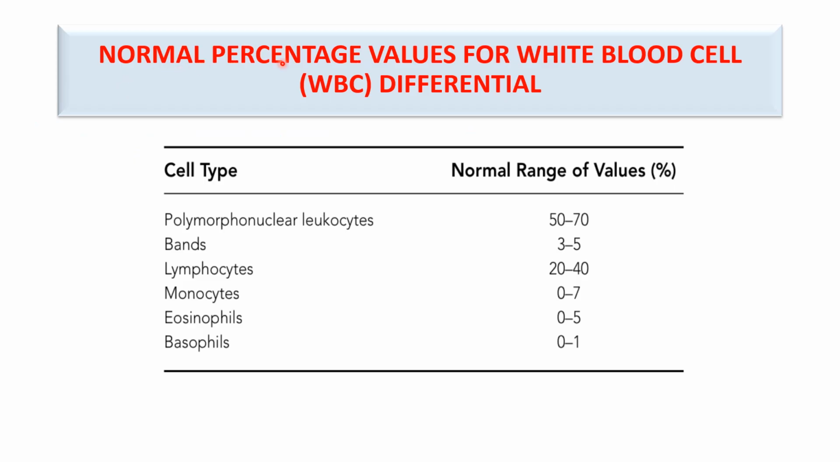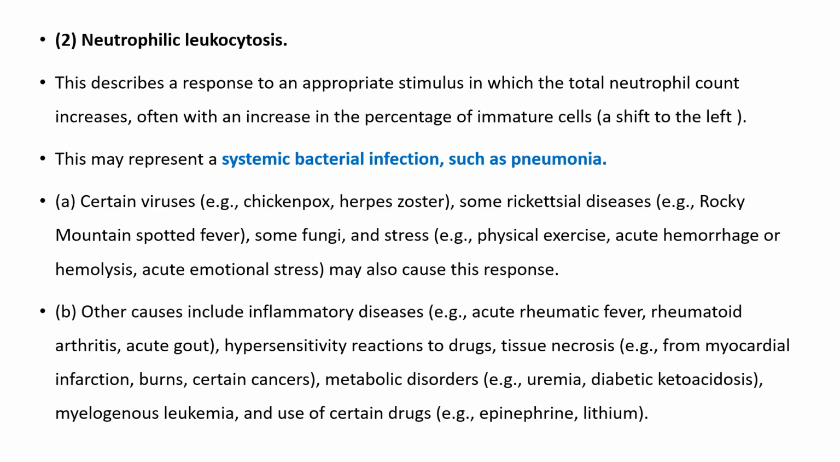So here you can see the normal percentage values for white blood cell differential. For polymorphonuclear leukocytes, normal range is 50 to 70 percent. For bands, it is 3 to 5. Lymphocytes, 20 to 40 percent. For monocytes, 0 to 7 percent. Eosinophils, 0 to 5 percent. And for basophils, it is 0 to 1 percent.